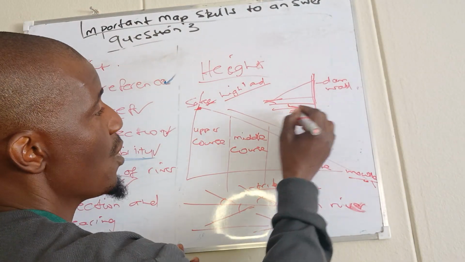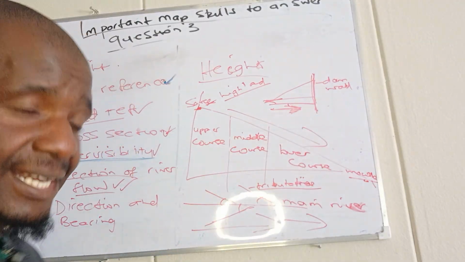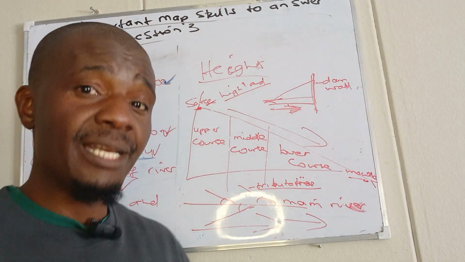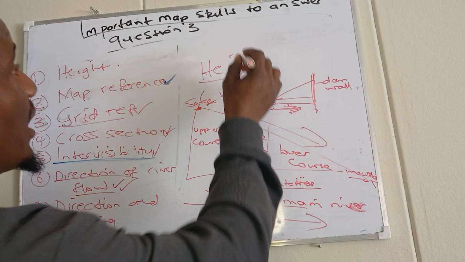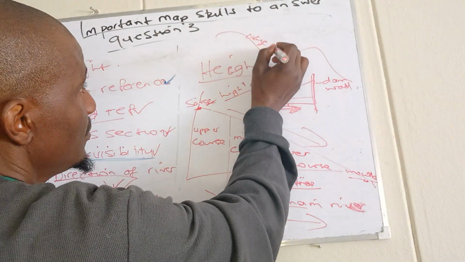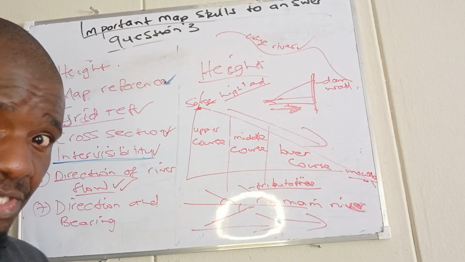This is your dam wall, which means the river will flow towards the dam wall. This will also help you to know the direction in which the river is flowing. In some instances, you can also use the way in which the name of the river is written. If you can check, maybe it's a river like this, then the right orange river. That's another way that you can also know the direction in which the river is flowing.